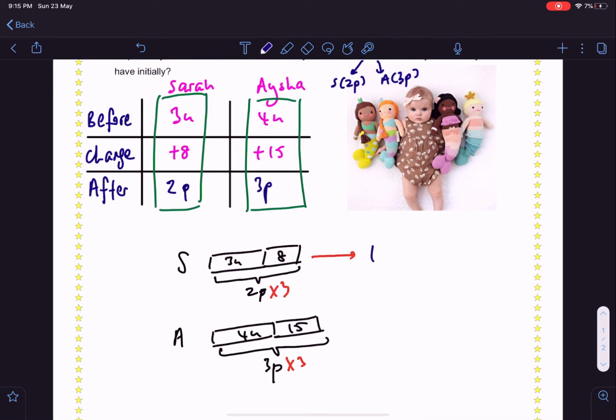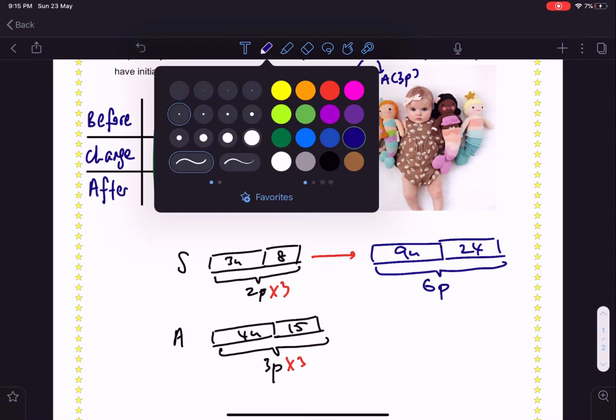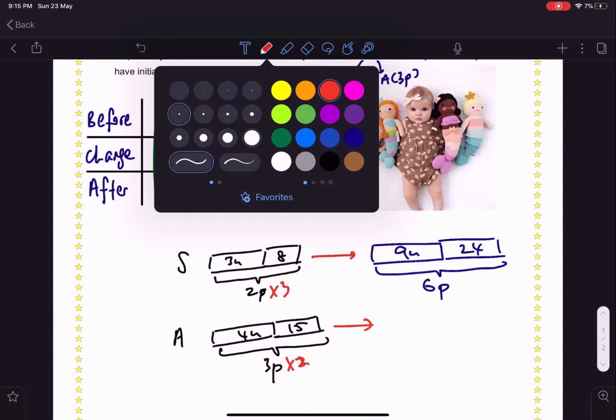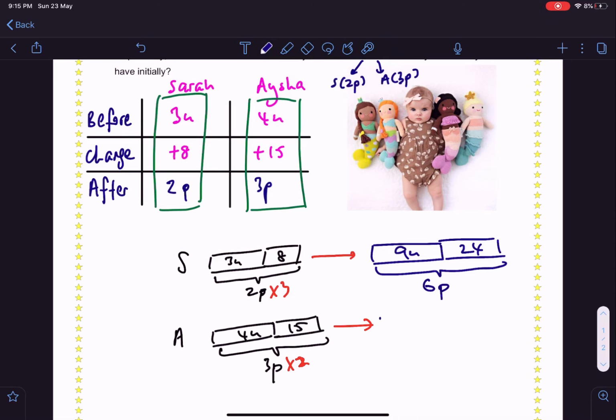So 3 units times 3 is 9 units. 8 times 3 is 24. And the 2 parts now become 6 parts. Do the same thing for Aisha. Everything is times 2 instead. Okay, it's not times 3. 3 parts times 2 here. So when that happens, you get 8 units and 30. Right? 15 times 2 is 30. Now this is 6 parts.